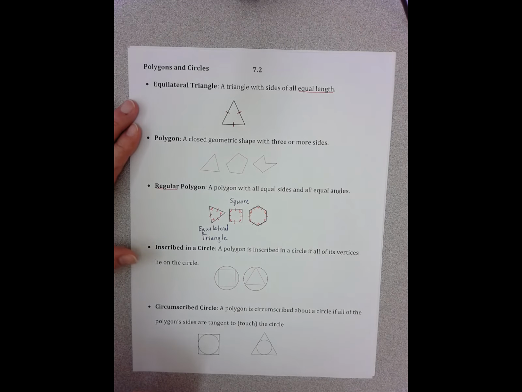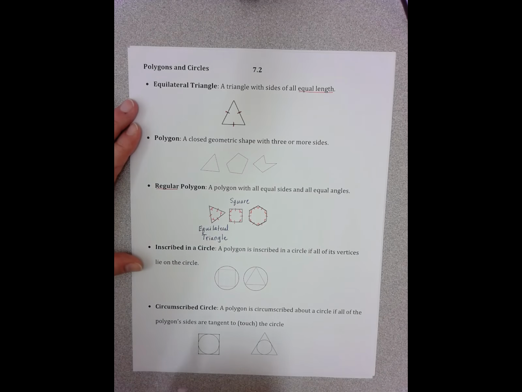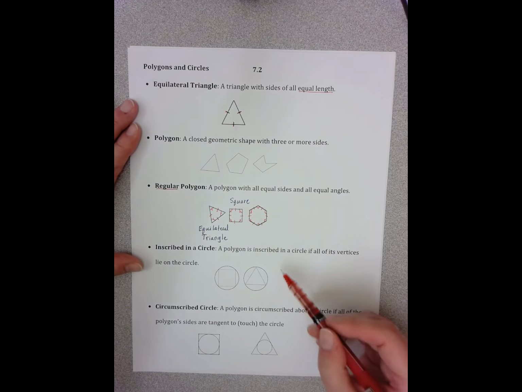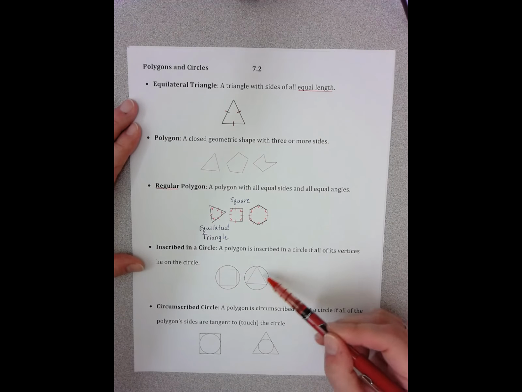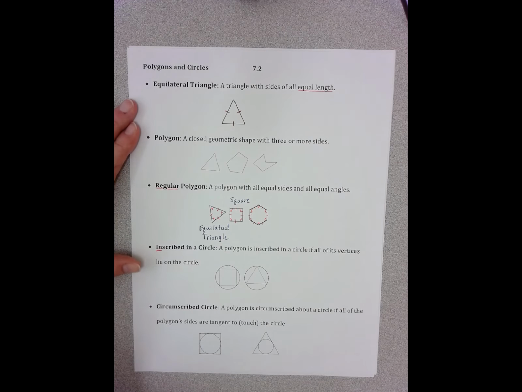Our next definition is inscribed in a circle. So inscribed inside a circle. So we have a 4-sided figure, a quadrilateral, inside the circle. We have a triangle inside the circle, inscribed. I remember it by that whole inside. Which means that the other one, circumscribed, they have the same second part of the word, scribed, means the other way around, where the circle is on the inside. So circumscribed, I have a circle, and then I have my polygon on the outside of it.